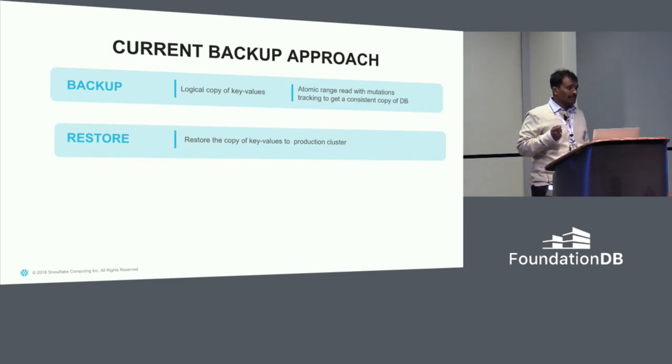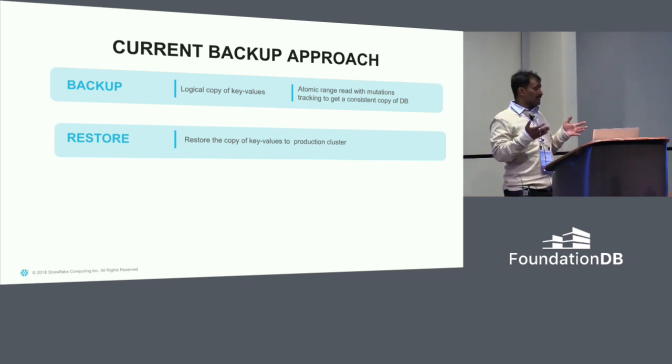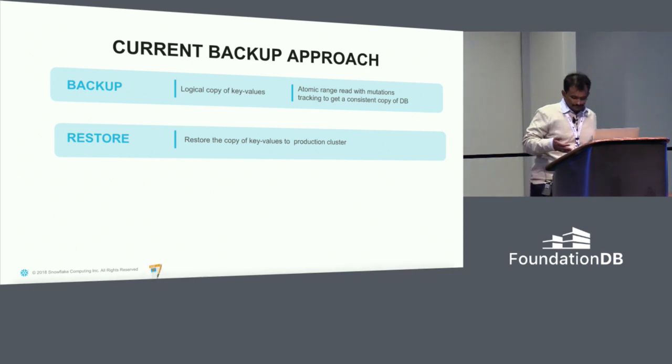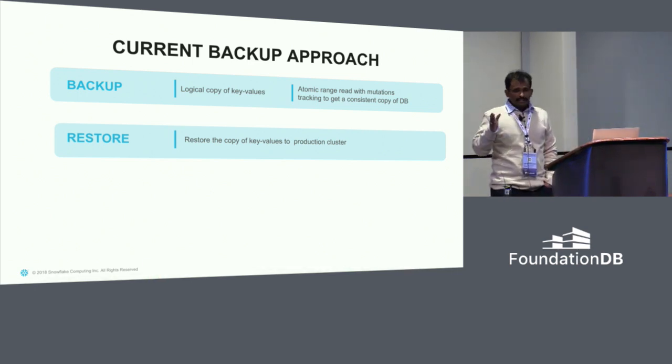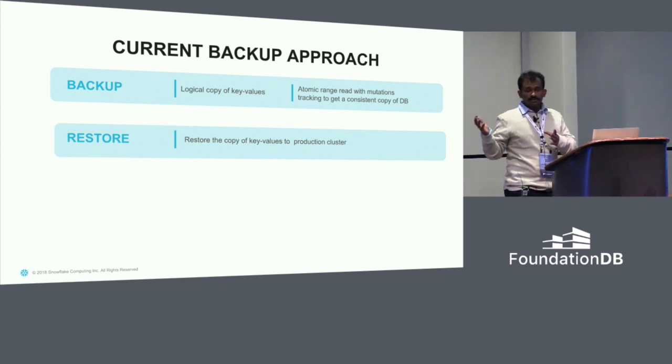So the current backup implementation works at a logical level. A backup here is defined as a consistent copy of all the key values in the database. And the consistent copy of the key values in the database is obtained by reading the entire database through the FDB stack. There are many more details about the current backup implementation, which I'm not going into because of time constraints. The restore works by playing back the backed up key values into the FDB cluster, again through the FDB stack.